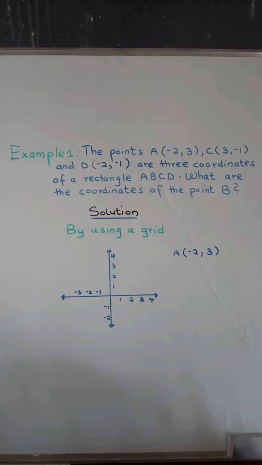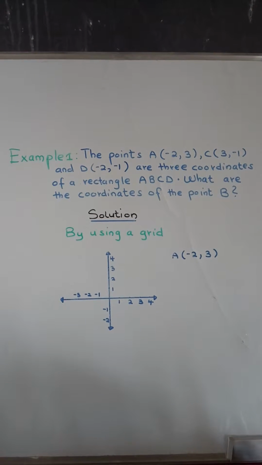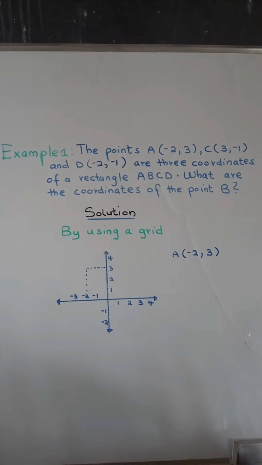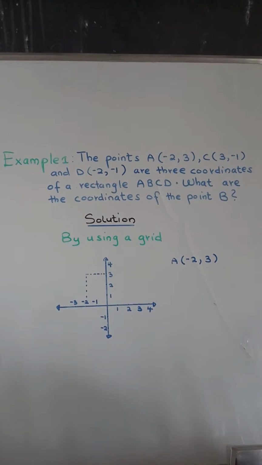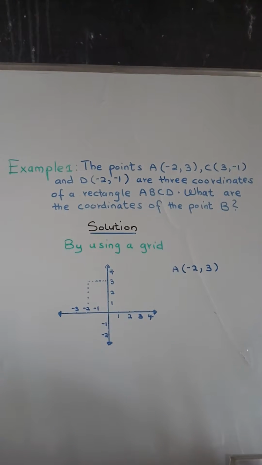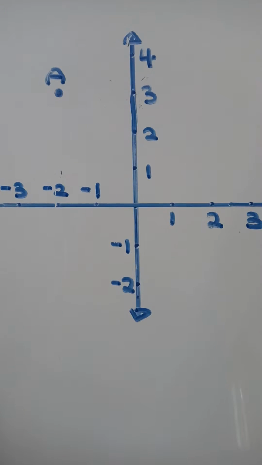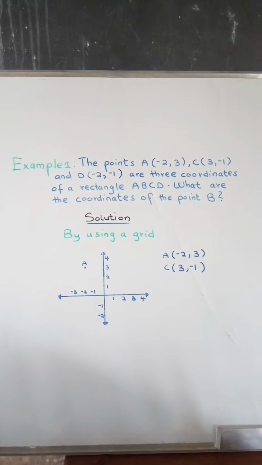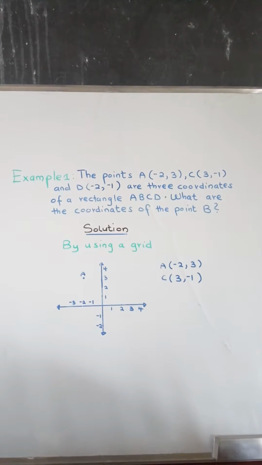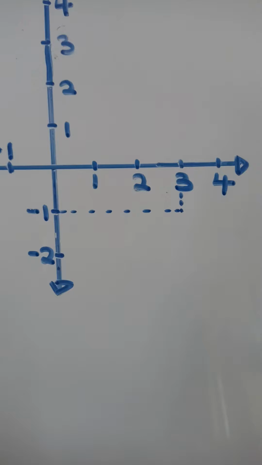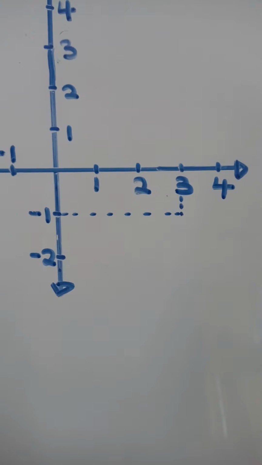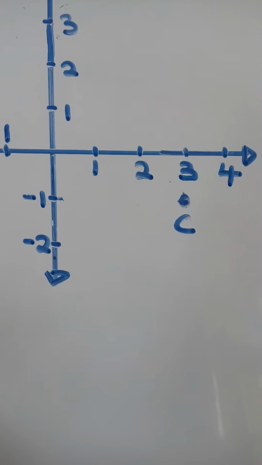Point A is (-2, 3). X is -2, while Y is 3. Point A. Point C is (3, -1). X is 3 and Y is -1. Point C.